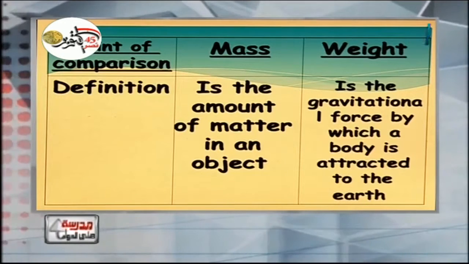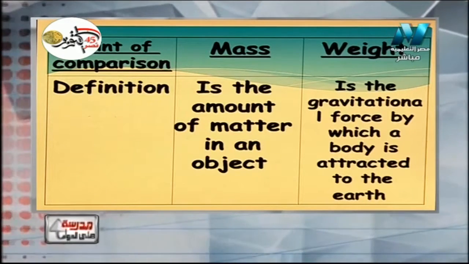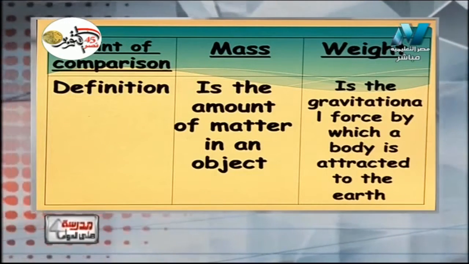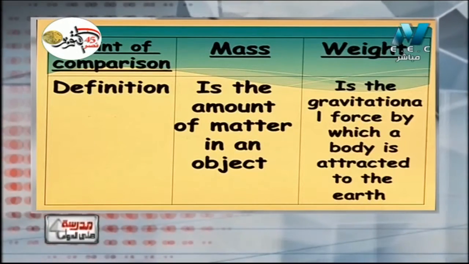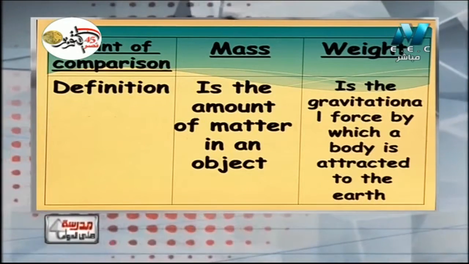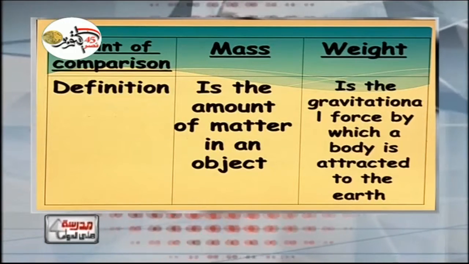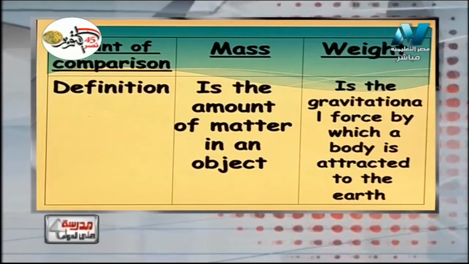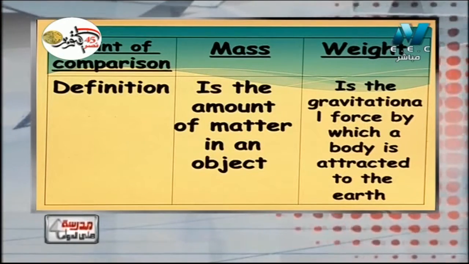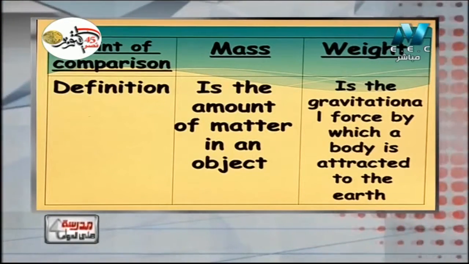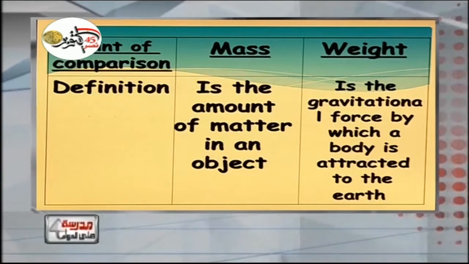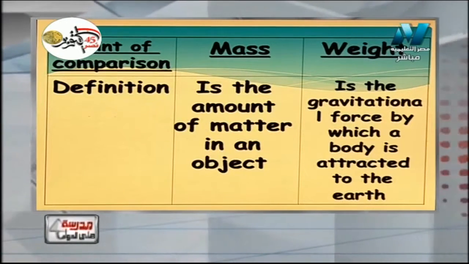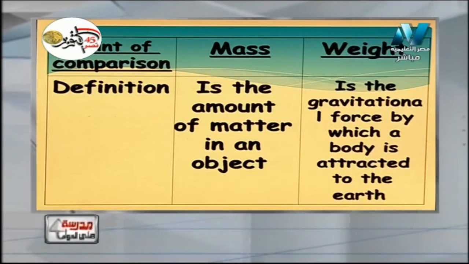Again, mass is the amount of matter in an object. What about weight? Weight is the gravitational force by which a body is attracted towards the earth. So again, we must know the definition of mass and the definition of weight very well. Mass is the amount of matter in an object. Weight is the gravitational force by which a body is attracted towards the earth.